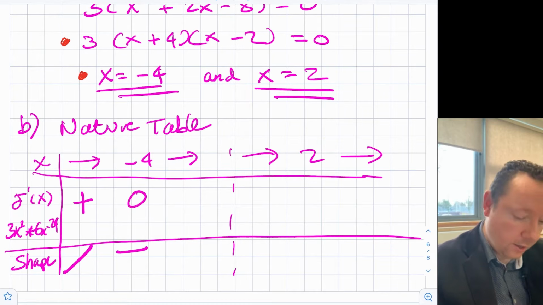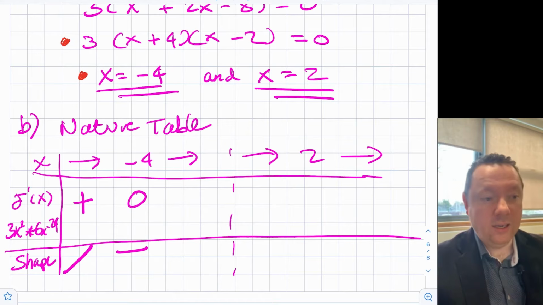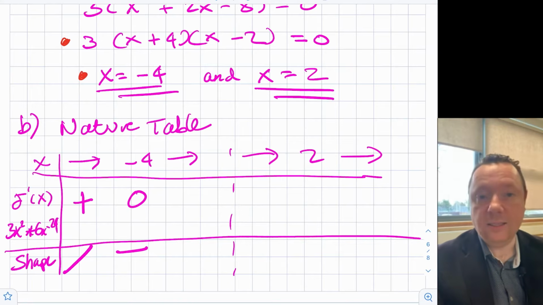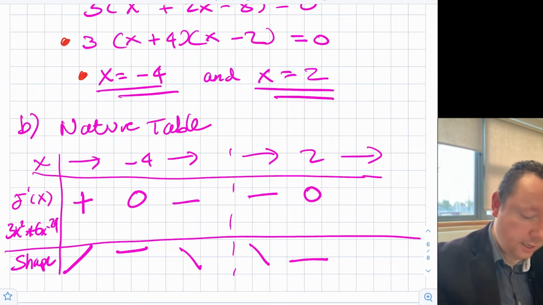And looking at a number between minus 4 and 2, so we could try any number. But let's just try 0. You get 4 times minus 2 is minus 8, so that's negative. So it's sloping down the way. So we already know that this is negative. We already know it's sloping down the way. We know that's 0. And a number after 2, let's try 3.